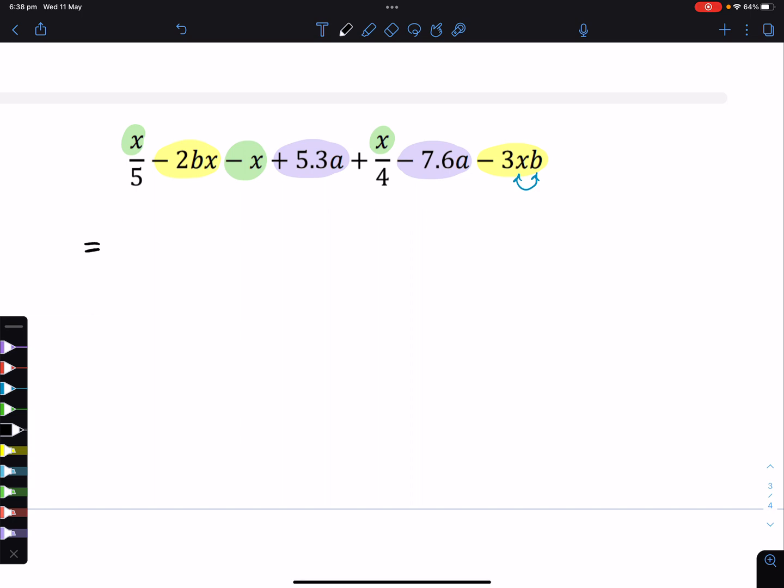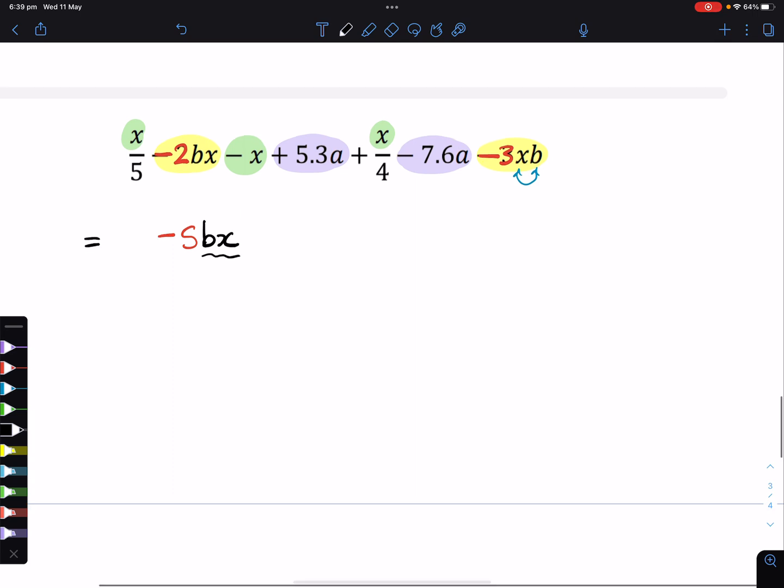So if we do the yellow bits first, remember we sum together the coefficients. So what is -2 take away 3? That's getting more negative, so I should have -5bx. I've listed them in alphabetical order, so I'm going to choose that way around. I haven't done anything with the x over 5 yet, so I'll leave that one alone. I don't think I can do anything with the x.